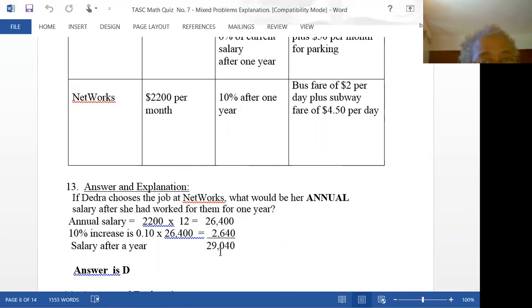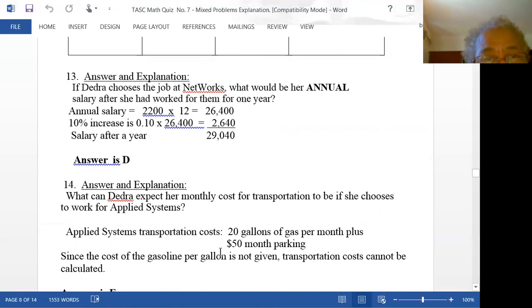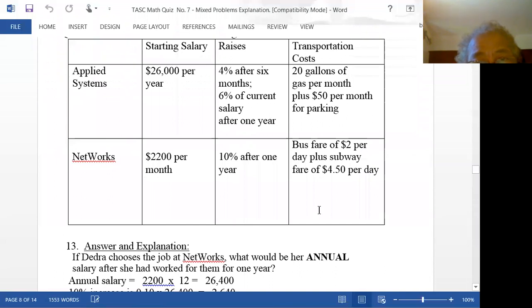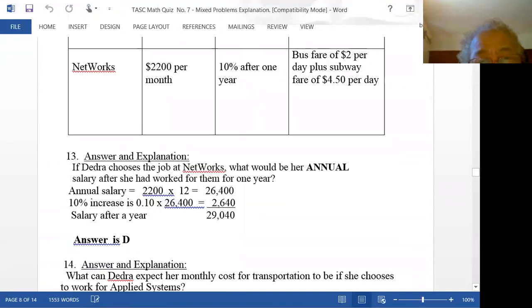Okay, now still using this table, let's go to number 14. Number 14 says, what can Deidre expect her monthly cost for transportation to be if she chooses to work for Applied Systems? Now, notice that they give her the transportation cost: 20 gallons of gas per month. Go back here. There it is, 20 gallons of gas per month, $50 per month for parking, okay? So we put that here.